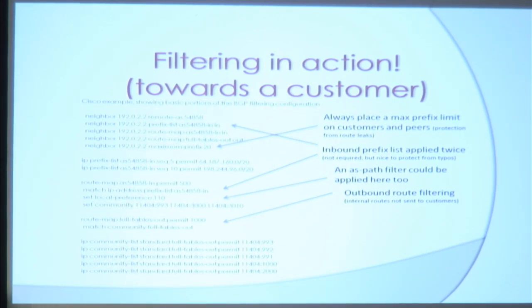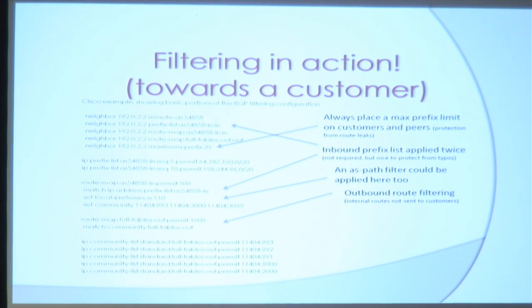I like to show this in action. This is IOS, of course. This is towards a customer. You can see the ASes in this are real. There are other ASes of our own. Same with the prefixes. I don't use customer ones for this purpose, but you can see where we import a prefix list and we assign a route map to it.